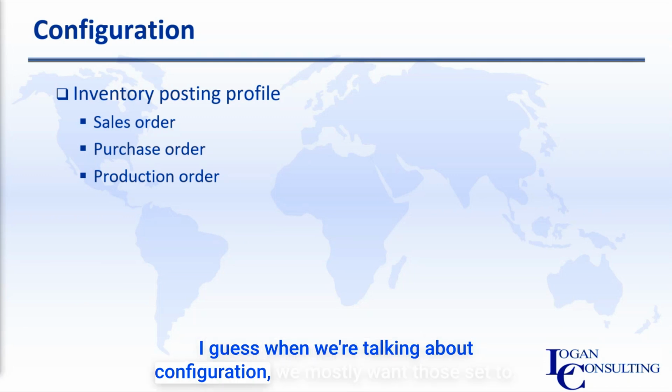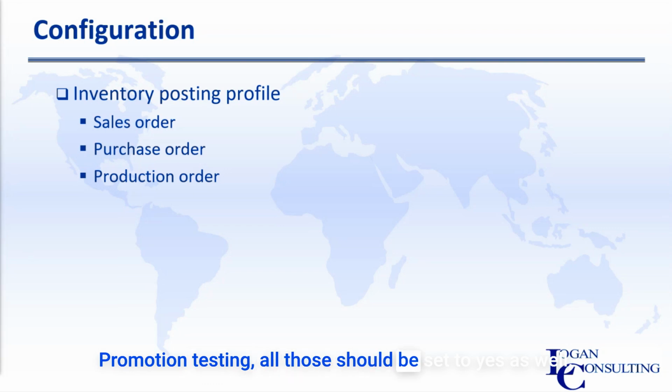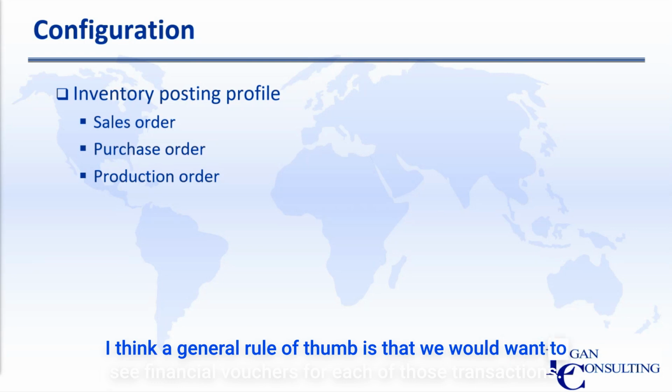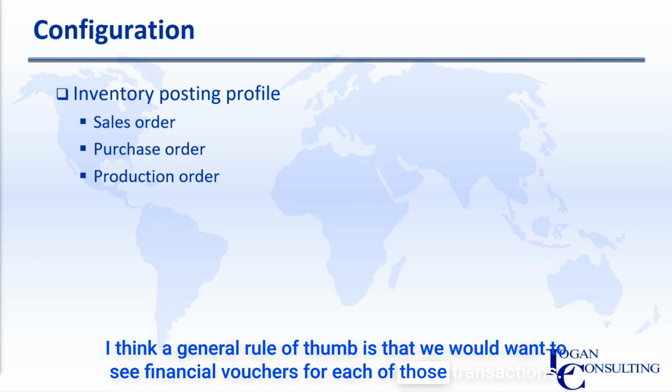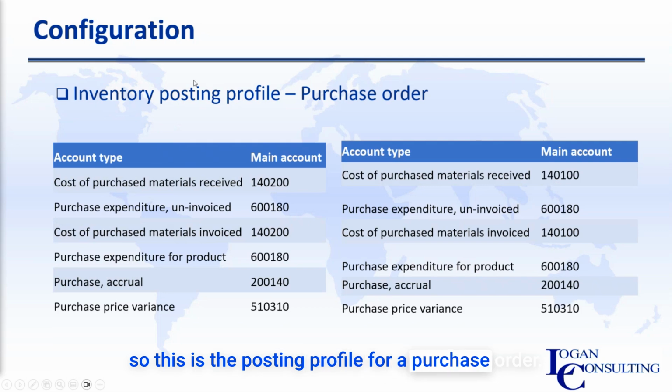I guess when we're talking about configuration, we mostly want those set to yes, unless the client has specific requests. Is that a good rule of thumb? Okay. Yeah, I would say so. And I would say if anyone's doing promotion testing, all of those should be set to yes as well. I think a general rule of thumb is that we would want to see financial vouchers for each of those transactions. So this is the posting profile for a purchase order.